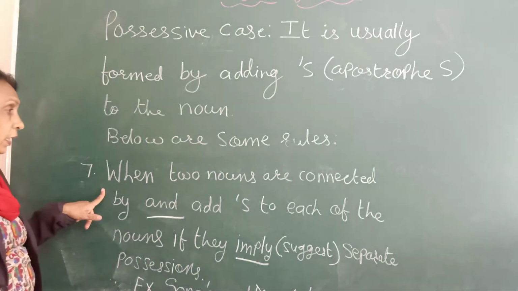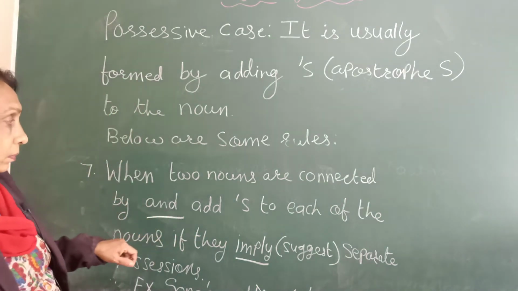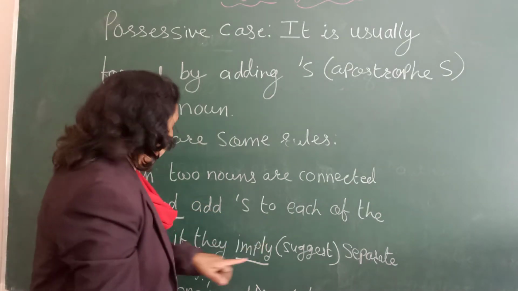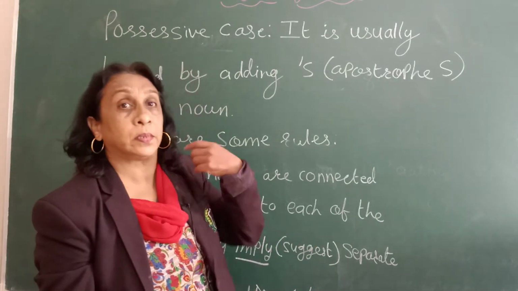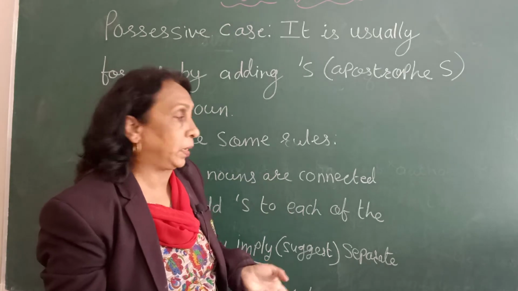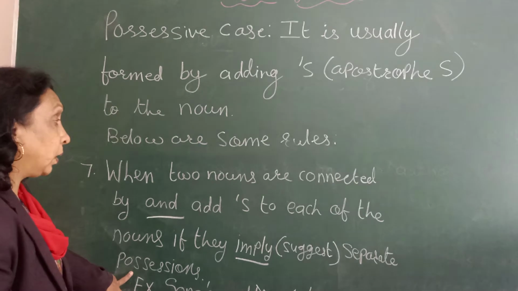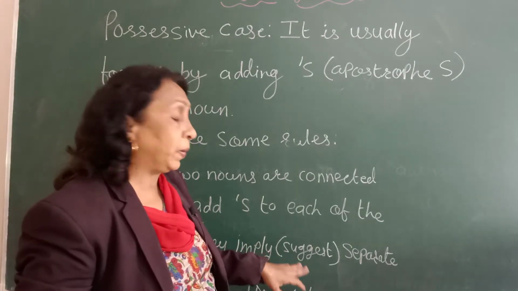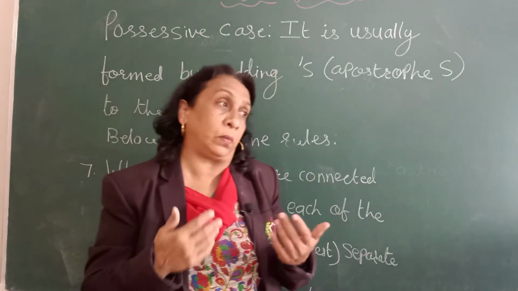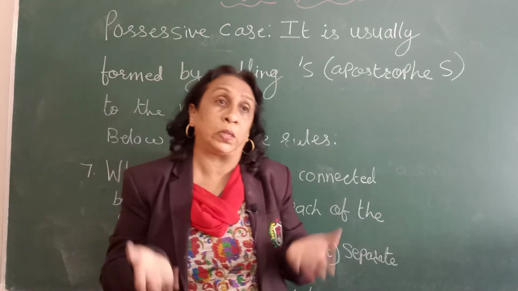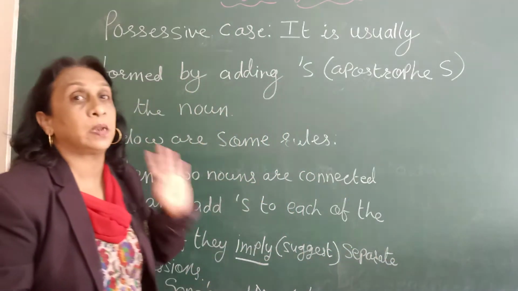Now look at the seventh rule. In this seventh rule, what have I written here? When two nouns are connected by and, add apostrophe s to each of the nouns if they imply separate possession. What is the meaning of imply? Imply means suggest or to tell something. If the two nouns imply, they suggest separate possession. Possession means what they own or what belongs to them. Then we add apostrophe s to both the nouns.